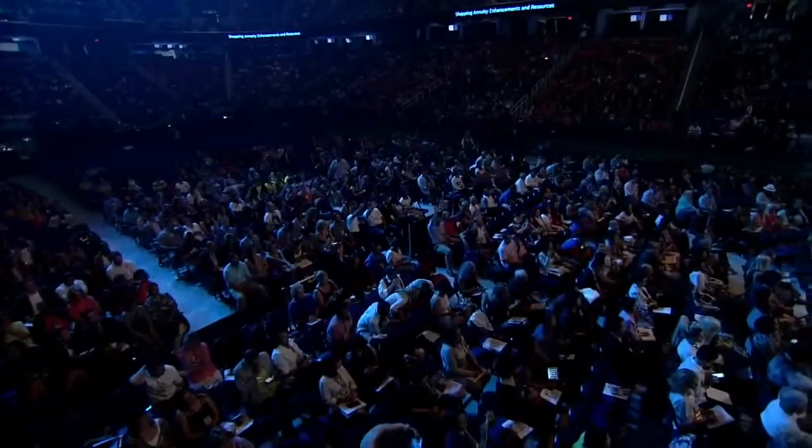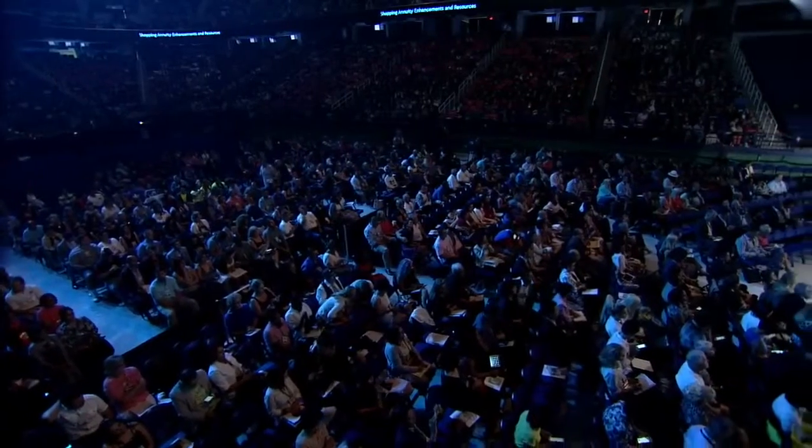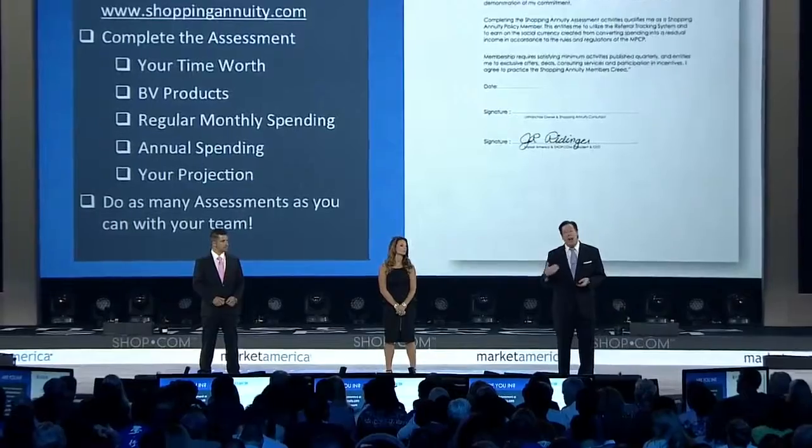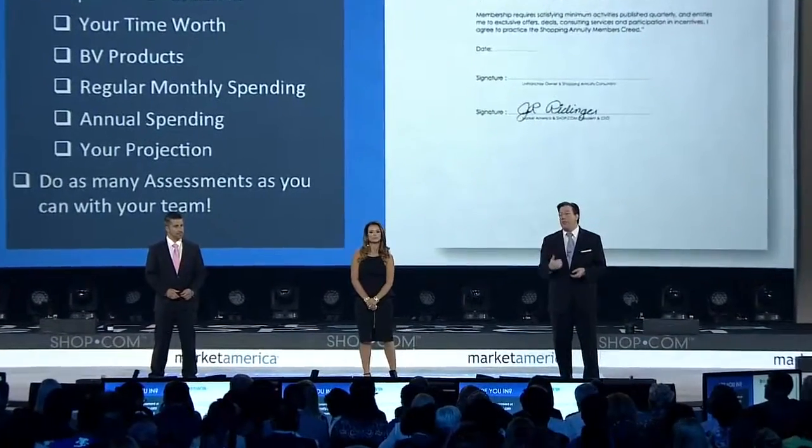How many people here have taken their assessment? All right, for all of you who have not, you need to do that. You need to go to shoppingannuity.com. You need to spend the time to go through the assessment. Don't wait till these new tools come out. Don't wait till the enhancements come out. Get in now. Start working on this now so that you've got that under your belt. So when the new things come out and the new enhancements come out, you can start duplicating that with all the new people that you've brought in as a result of enabling the shopping annuity for yourself and your entire organization. Does that sound like a good plan?